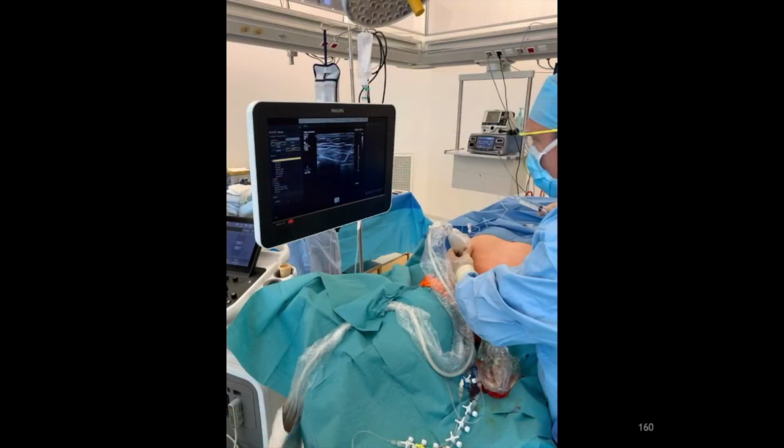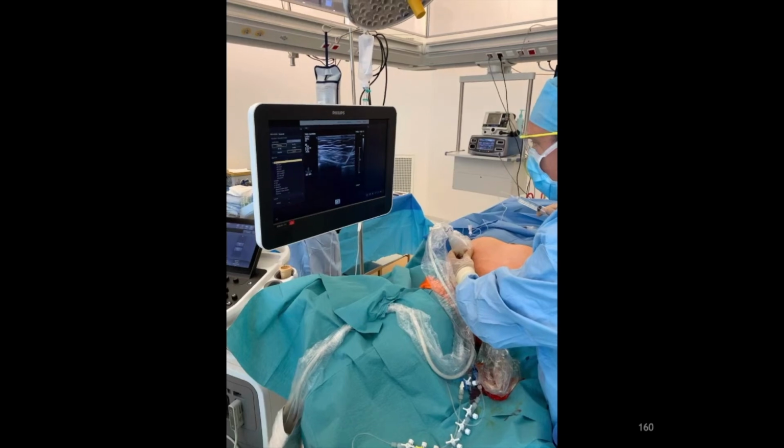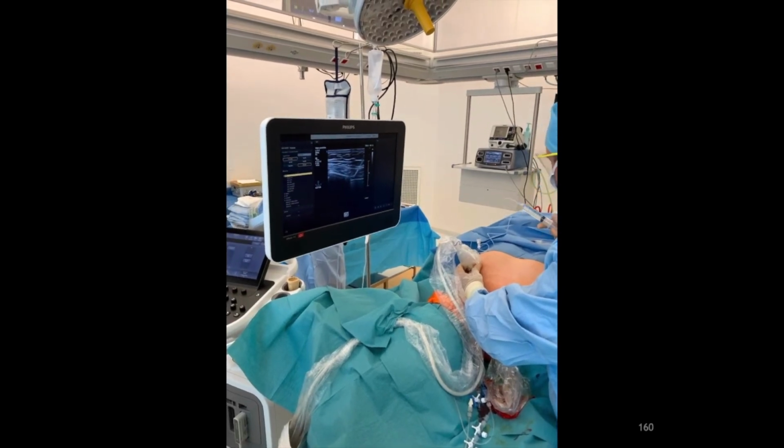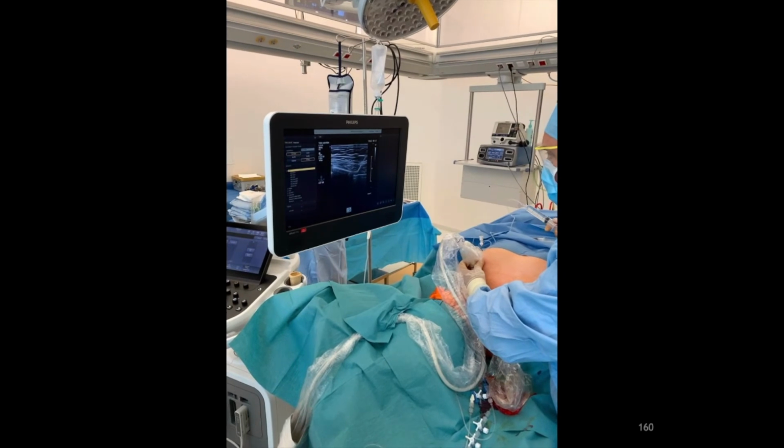After negative aspiration, correct placement in the transversus thoracic plane is confirmed with 1 to 3 mL of sterile saline via hydrodissection. Then local anesthetic is administered in 5 mL aliquots with intermittent aspiration every 3 to 5 mL to ensure that intravascular placement of the needle tip has not occurred.